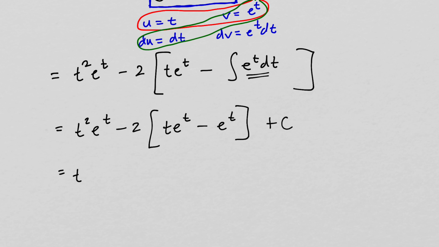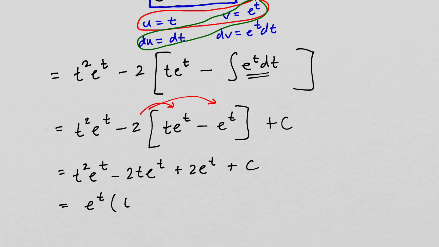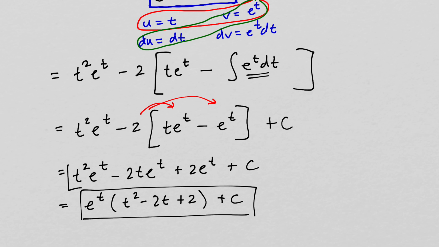And finally, we'll just clean this up a little bit. t squared e to the t minus 2t e to the t plus 2 times e to the t plus c. And all I'm doing here is distributing the negative 2. You could leave your answer like this, or you can factor out e to the t, which would give you e to the t times the quantity t squared minus 2t plus 2, plus c. Now, both of these answers are acceptable, but it's pretty typical for answers to be factored in the end.